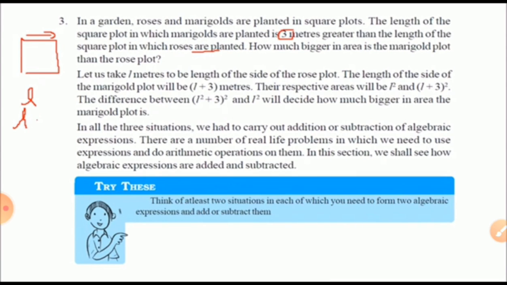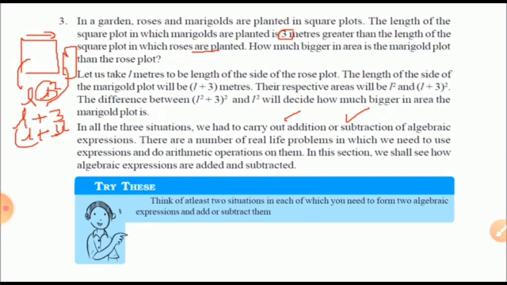Let us take L meters to be the length of the side of the rose plot. The length of the side of the marigold plot is L plus 3 meters because 3 more are there. The respective areas will be L squared and L plus 3 squared. The difference between L plus 3 squared and L squared will decide how much bigger in area the marigold plot is. In all the 3 situations, we had to carry out addition or subtraction of algebraic expressions.